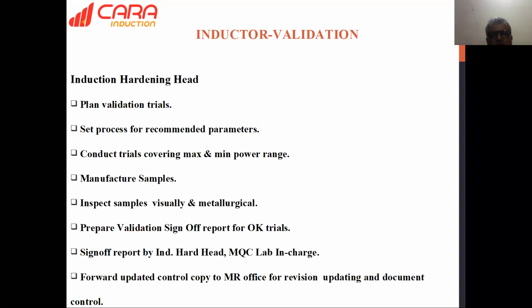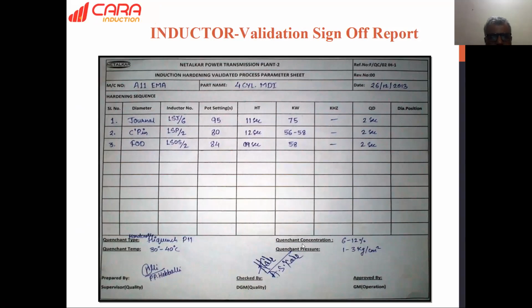We need to take a trial, and after that we have to cut the job and check that whatever case depth and hardness we are getting is as per requirement. Then we freeze the parameters, list them out, sign off on them, and around 50 to 100 numbers as a sample batch we have to harden on that inductor. Then only we say that this inductor is ready for use and is a validated inductor. These are the processes for how to validate the inductor, and the format and how to use that format. Next, sir.